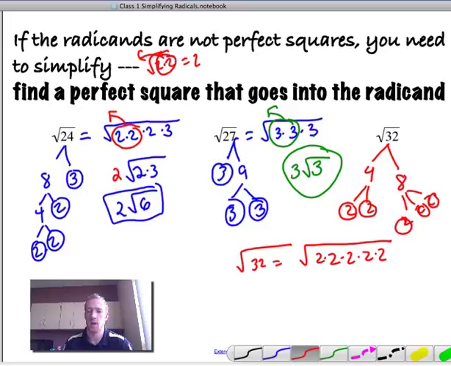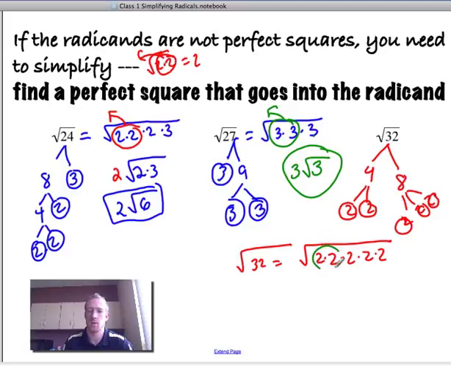So every time you have a pair, you take 1 out. So here's a pair, take 1 out. Here's a pair, take 1 out. So that leaves us with a 2 from this, and then a 2 from this pair, and then this 2 is still left underneath. Now I simplify. I'm all done. 2 times 2 is 4, and I got a square root of 2.